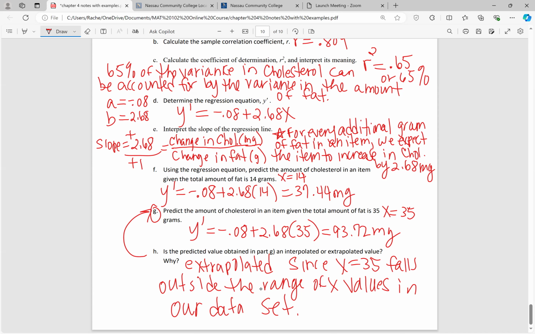So this wraps up this last example. So we're done with chapter 4. You'll have additional practice in my stat lab with the homework. In the next lecture, we're going to start chapter 5.